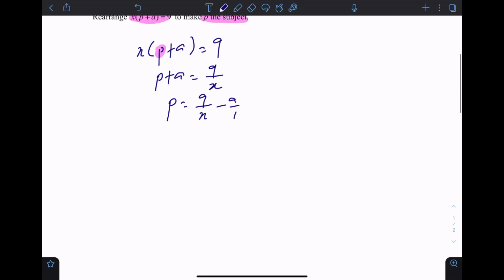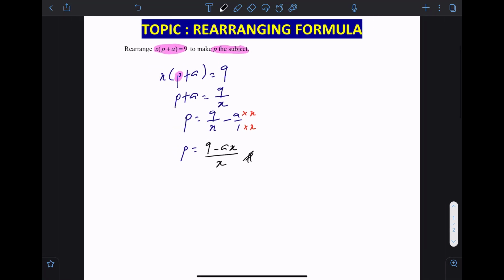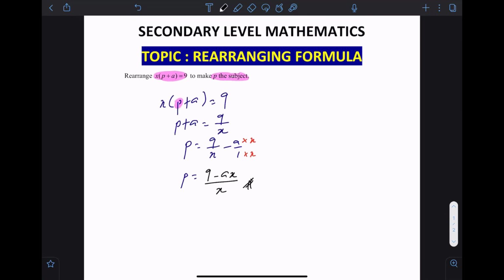And then you can make this into one nice fraction, okay? So you multiply by x here. And you're left with (9 - ax) over x as our final answer for this subject of formula rearranging question.